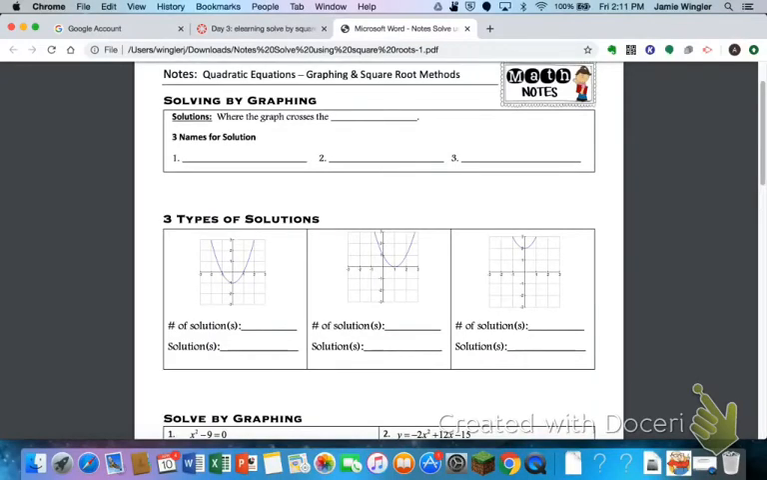Hi guys, today we are going to solve quadratic equations again by looking at the graphing and the square root methods. When you're looking at a graph, if it's a quadratic, the graph is going to be a parabola, which is a U-shape, and to find the solution of the graph, you're going to see where it crosses the x-axis. Another name for the solution of the graph is a zero, an x-intercept, or a root.